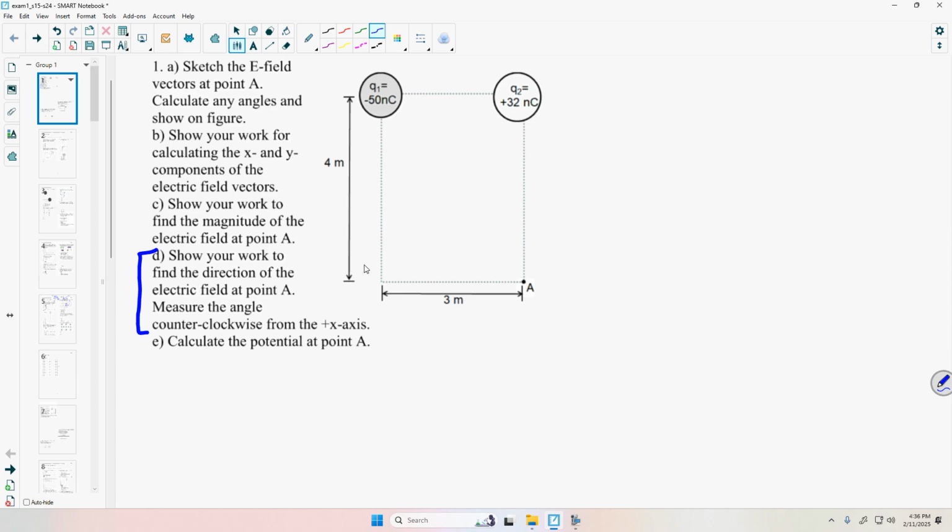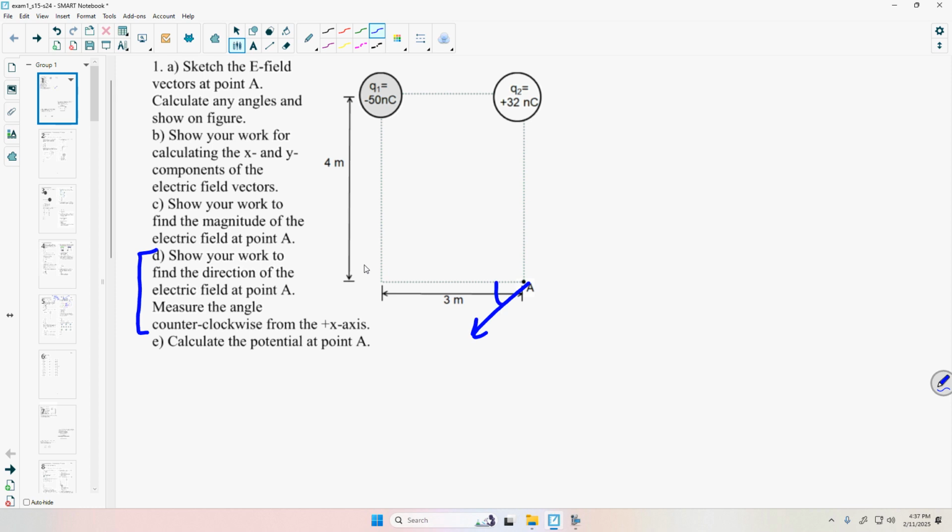I don't recall where that final vector was. Let's just say that vector was right there, and this angle you find to be 30 degrees. That's not what it is for this one. I don't know what it was. 53 degrees below the negative x, like that? Okay, so 53. Yeah, it was 20 below the negative x.